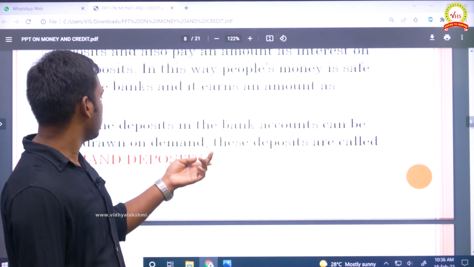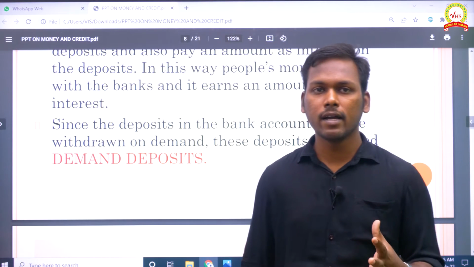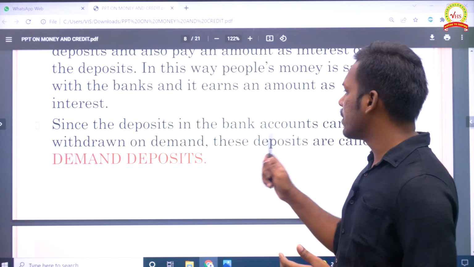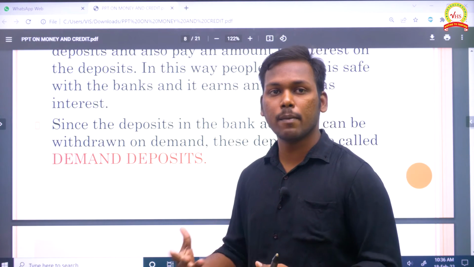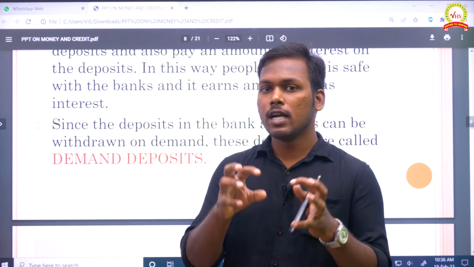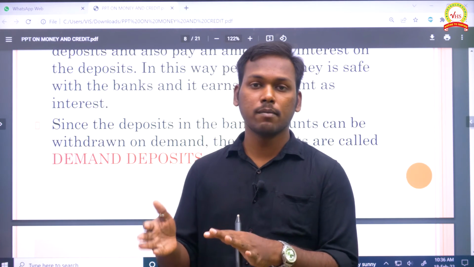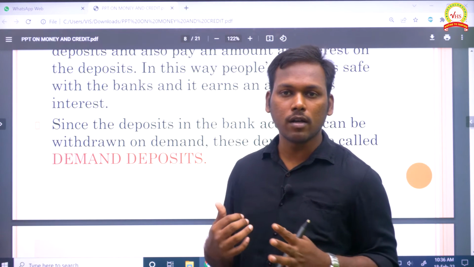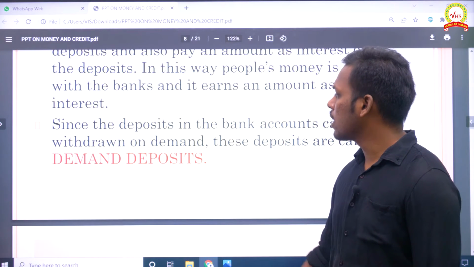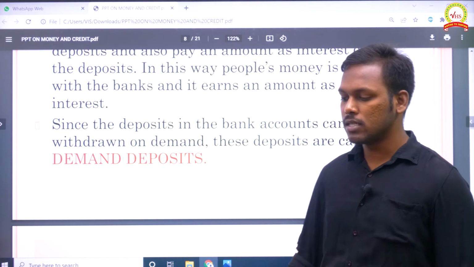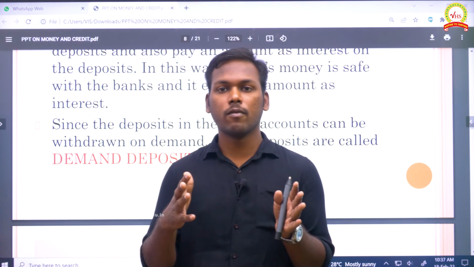Another thing, the deposits you make in bank accounts can be withdrawn on demand. Especially with demand deposits, you are just giving some amount to the bank, which can be withdrawn at any time, whenever you want, on demand. Such kinds of deposits are called demand deposits. They can be withdrawn on demand.